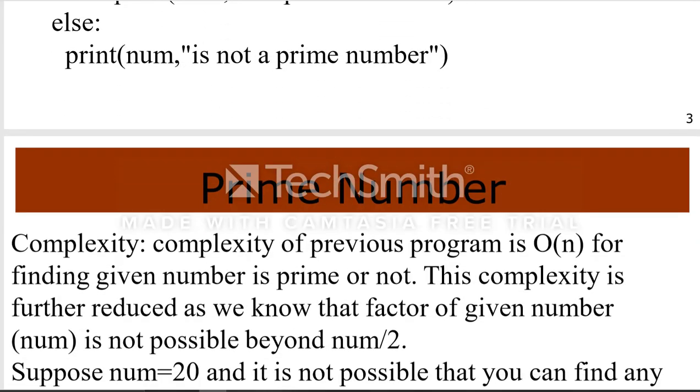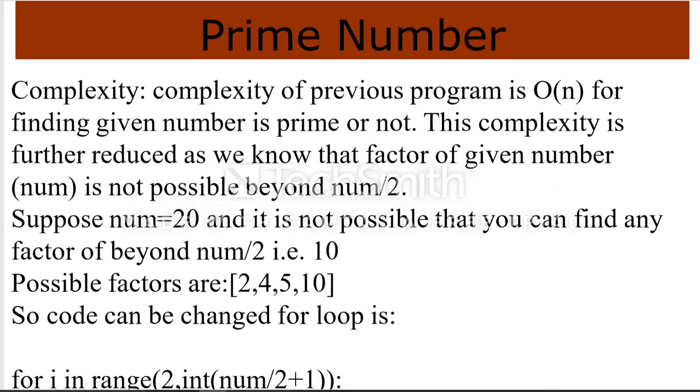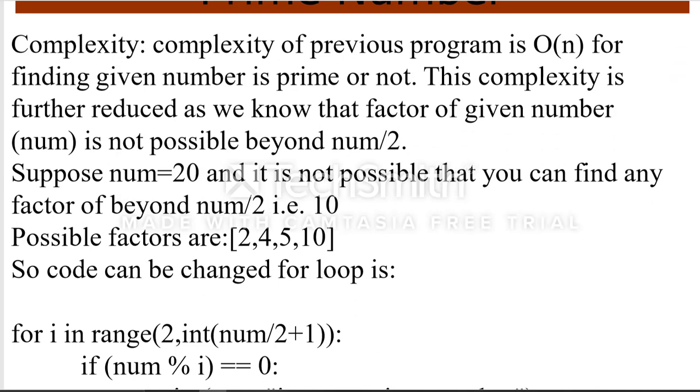and this can be reduced by some method. Any number cannot be divisible by more than half of that particular number. Let us assume that the number is 20. It is not possible for it to be divisible by 11, 12, 13, 14. So a factor of a particular number can be found between 2 and num by 2. If you want to check whether the number num is a prime number, it can be checked between 2 and num by 2. So in this case, the complexity of the program can be reduced to n by 2.